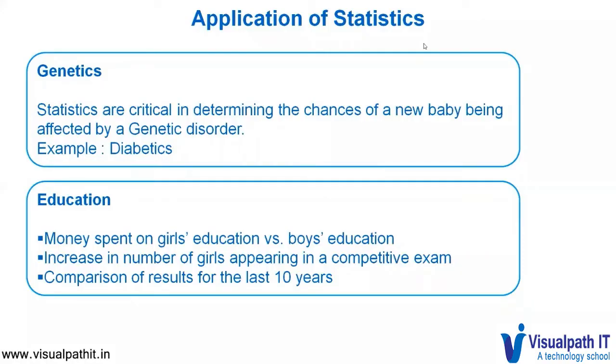Let us look at the application of statistics in real time. Let us look at the healthcare sector. In genetics, statistics are critical in determining the chances of a new baby being affected by a genetic disorder. For example, diabetes. You can predict using inferential statistics whether a new baby being born has a probability of getting diabetes.